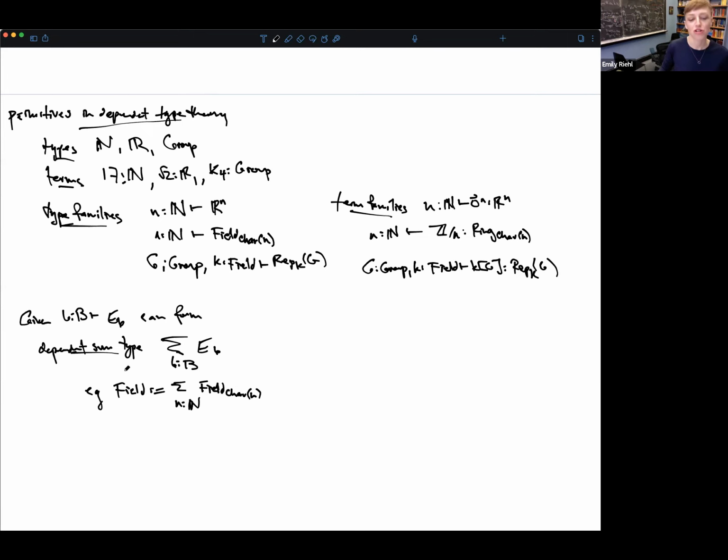So a term in this type is an index. In this case, it would be a prime number like 7, and then a field of characteristic 7, or I guess 0, of course, with fields of characteristic 0 as well.